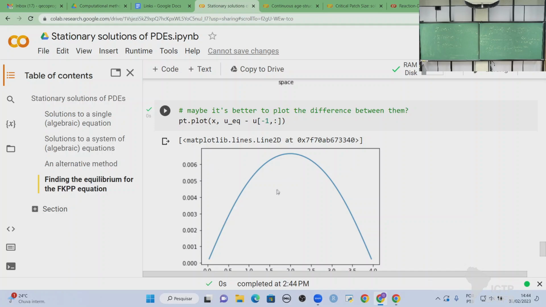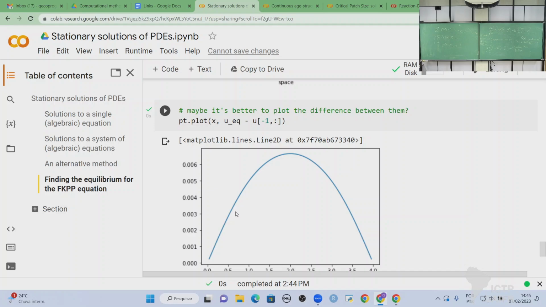But what is funny is that there's still this shape. This is exactly the same shape, right? So it's not random. It's not numerical error because it has the shape. So it probably means that one of them is not very accurate. So which one is not accurate?